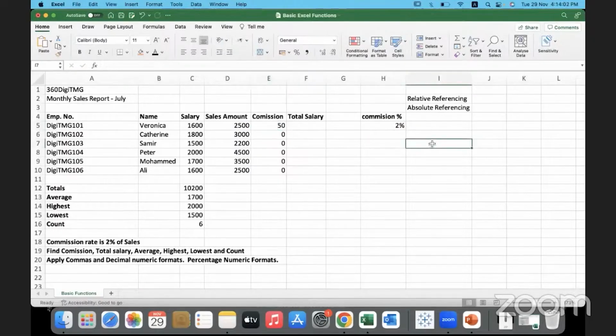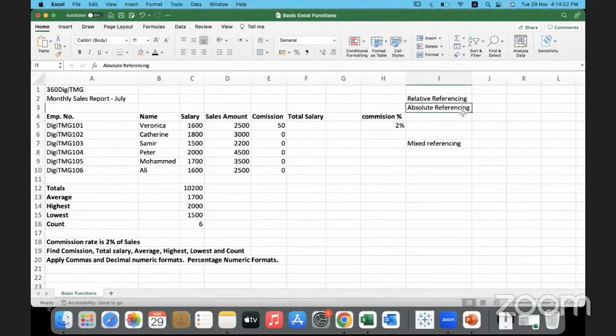When you have locked only the column, or only the row, that is referred to as mixed referencing, where we keep either the row absolute and the column becomes relative, or we keep the column absolute and the row relative.